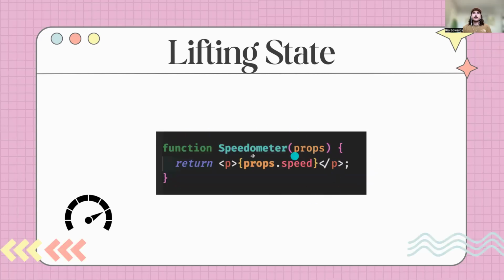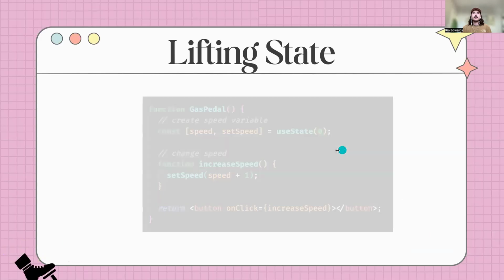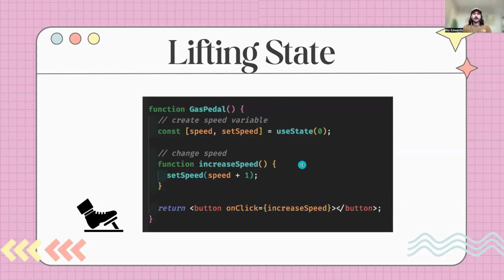Here we have our speedometer. We could imagine our speedometer takes some props, and one of them is speed. That's really the only one we need. So for the speedometer, we need to pass the speed in as a prop. The speedometer isn't in charge of controlling the speed, it's just in charge of displaying the speed. So we need to pass the speed in. The gas pedal is in charge of creating and updating the speed.